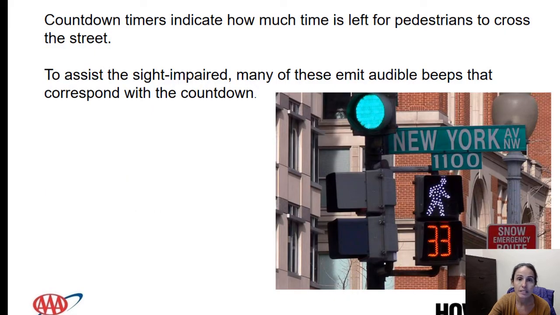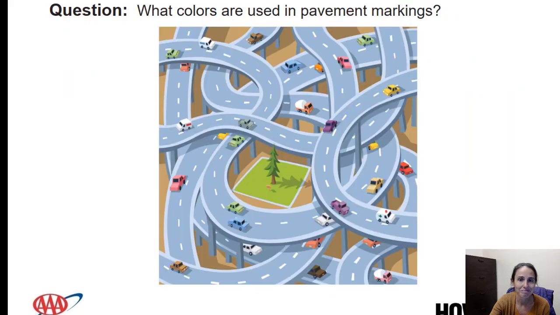Countdown timers indicate how much time is left for pedestrians to cross the street. To assist the sight impaired, many of these have beepers when they have the countdown to let you know that they're about to run out of time.